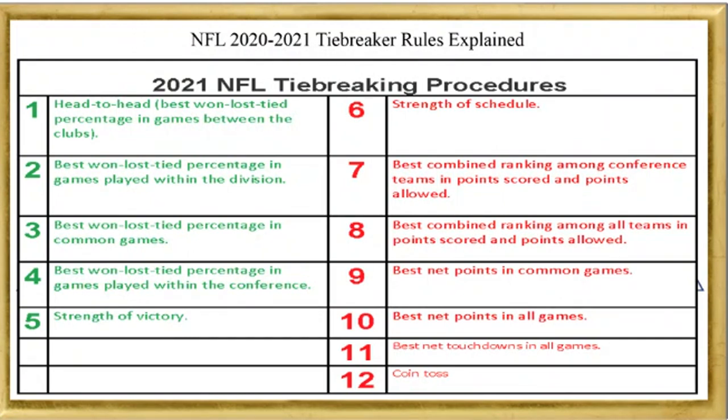Number 3, the best won-loss percentage in common games. Now we're getting into an area where we can see 2 or more teams that are not in the same division. How do you decide? Well, that's the tiebreaker for that procedure. Now, number 4 says best won-loss percentage in games played within the conference, and that's obvious for obvious reasons. And finally, we get to strength of victory.